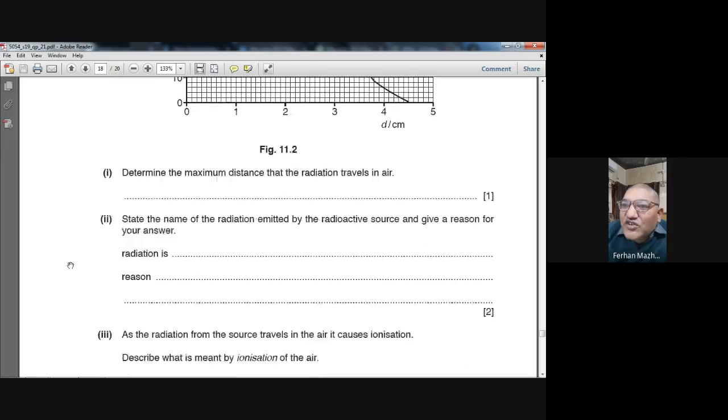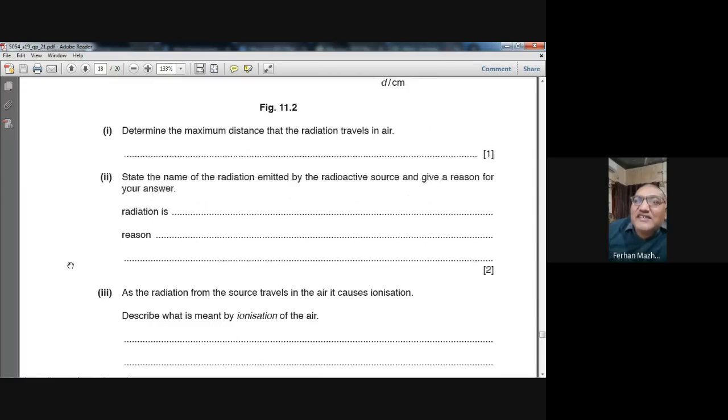So you see, in the next part he says, state the name of the radiation emitted by the radioactive source and give a reason. The radiation is alpha particles. And what is the reason? Because alpha has only 4 or 5 centimeter penetration power in air. You understand? Do you understand?